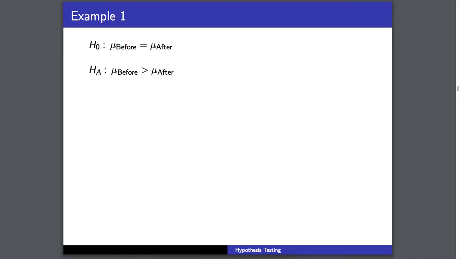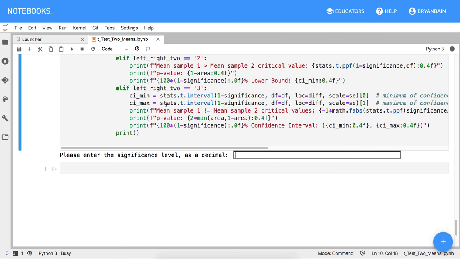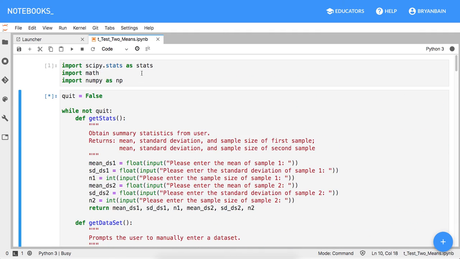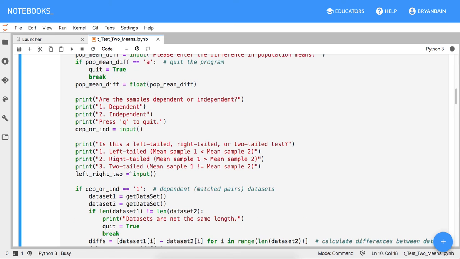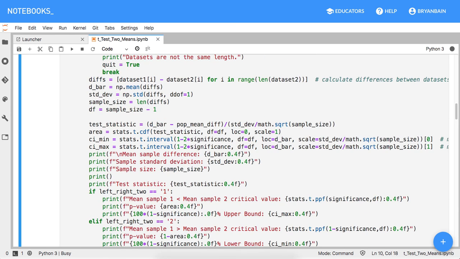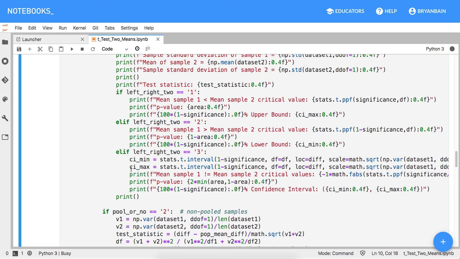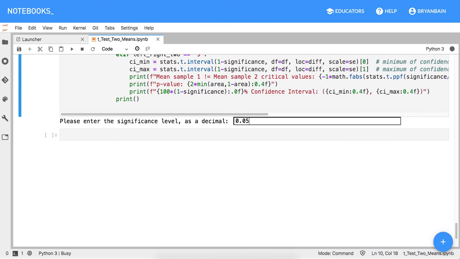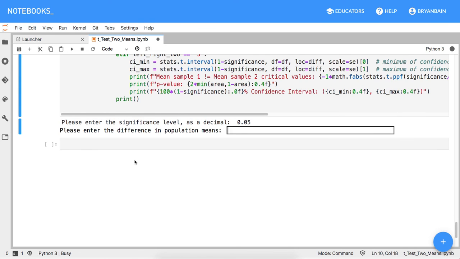So let's go to our code, which I will link in the description. Don't worry about all this stuff. I tried to comment it, but I wanted to get this written rather quickly, so I didn't comment it too well, so please don't yell at me. But our significance level as a decimal is 0.05. The difference in population means, we're saying that they're equal to each other, so the difference is 0. This is where I was saying you would have the option of saying a specific difference, maybe like 10 or so. So it's this line right here. But for this section, we'll just work with a difference of 0.